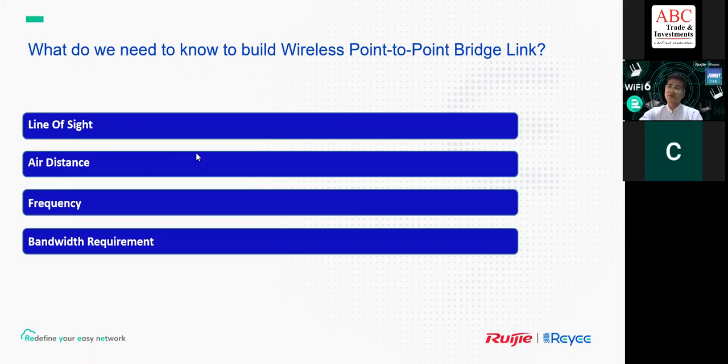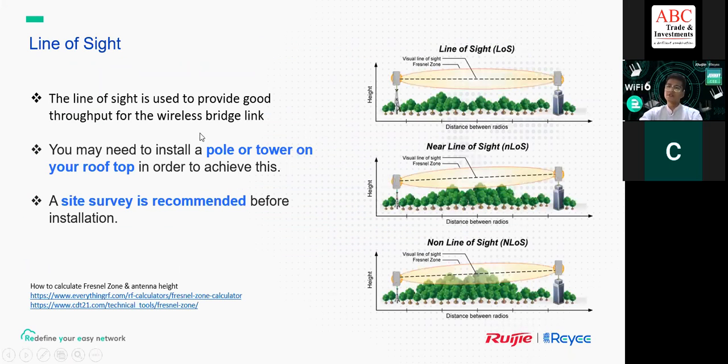Okay, so what is the line of sight? The line of sight is what we use to provide a good throughput for the wireless bridge link. So as you can see here, we have a line of sight. This is the Fresnel zone. This is just like an elliptical shape. And if you can see here, this station at the bridge, this is a straight line. You can get the straight line. This is what we call the line of sight, and it offers you a good throughput if you are using the wireless bridge link. A good signal you can get.